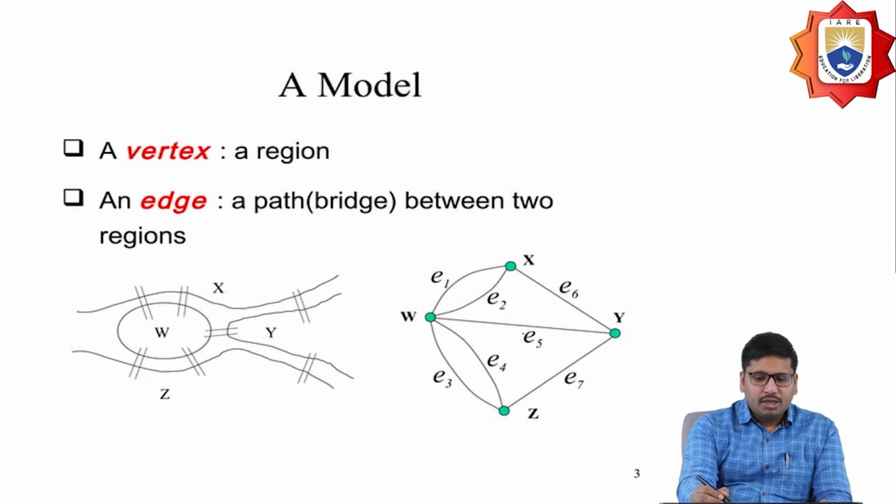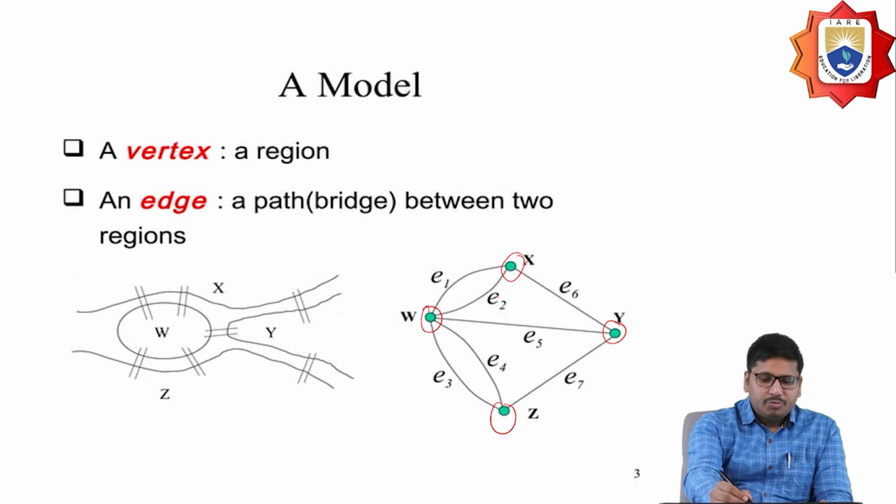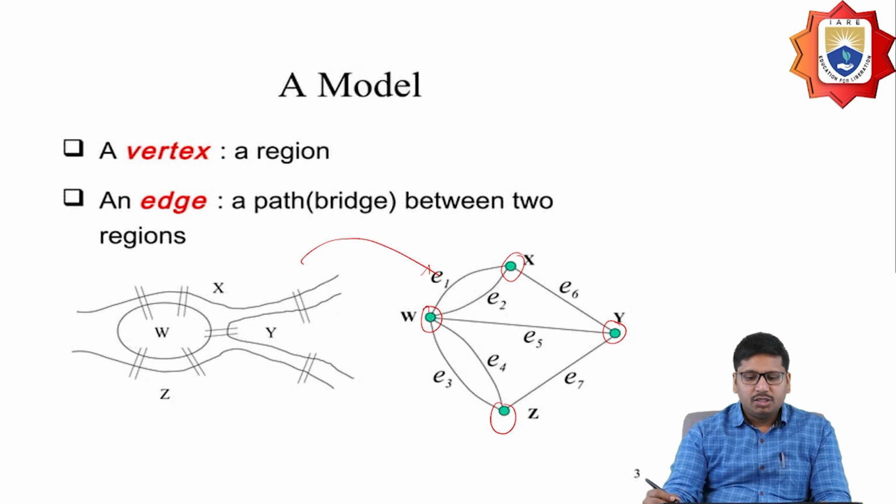Here we have X, Y, Z and W. These are the cities, and they are connected by means of edges, which are the paths between them. So the Königsberg bridge problem is represented in the form of a graph, where each and every city is connected by different edges.